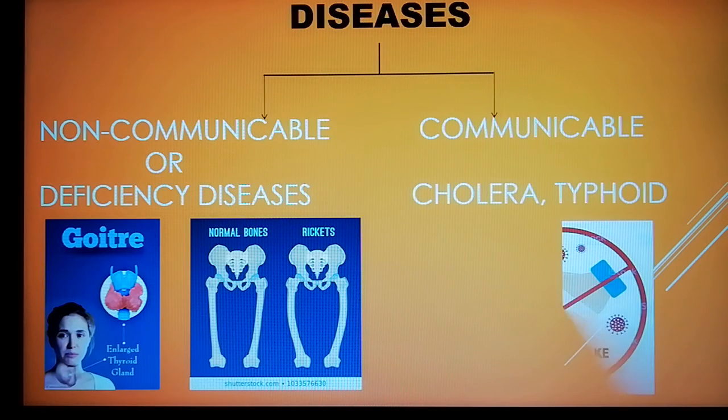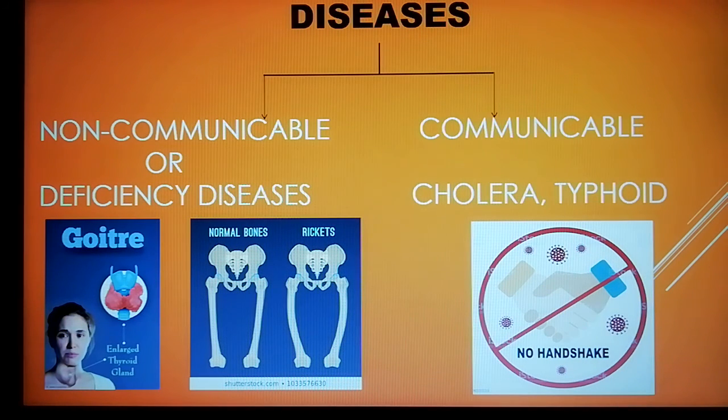All right. And the communicable diseases are those diseases like cholera, typhoid, or the present COVID-19. All these diseases are caused by microorganisms like certain bacteria, certain viruses, certain protozoa, right, or certain fungi also. So these diseases can be transmitted from one person to another, right? So that is why we should be very careful.